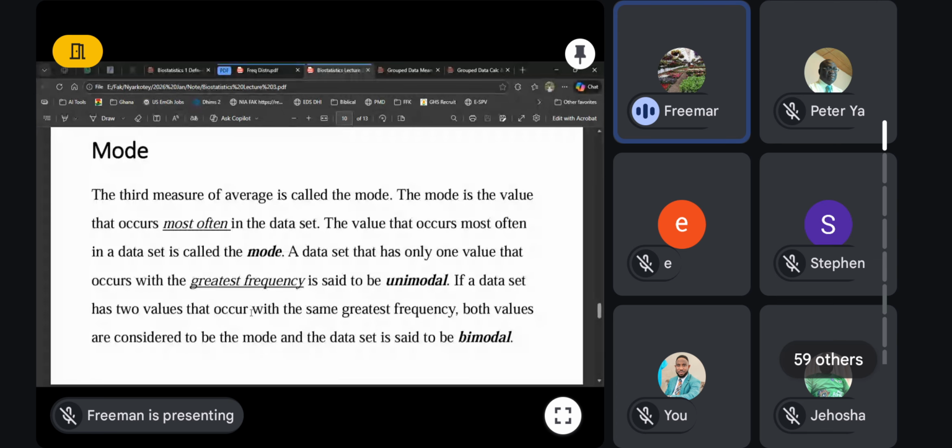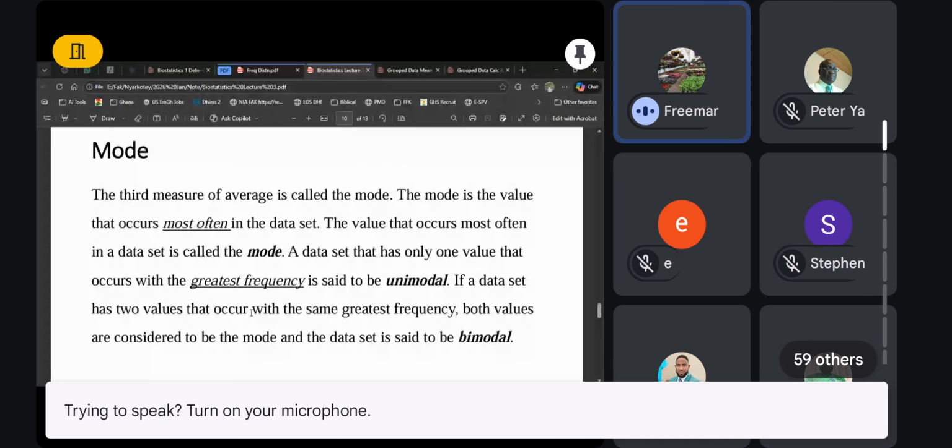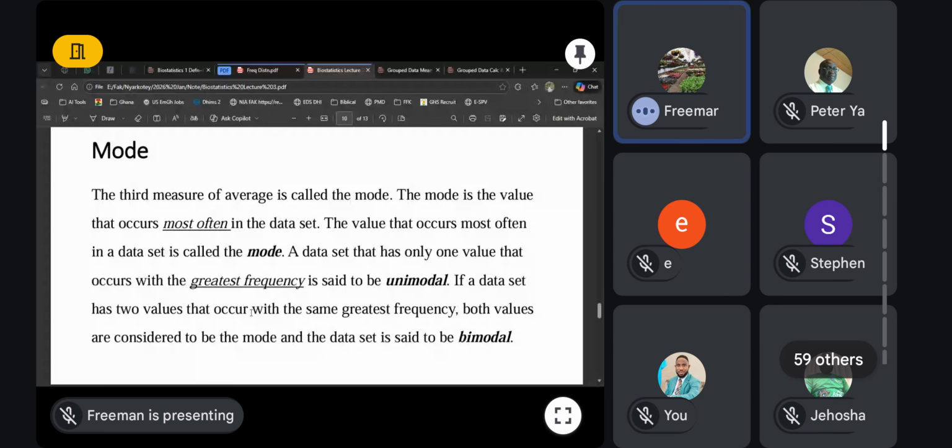There are instances where you have more than one number occurring most. You can have a data set where 4 will occur, for example, 10 times, and 6 will also occur 10 times. All the rest occur less than 10 times. So, because 4 and 6 both occur the highest, the two of them are the mode for that data set.